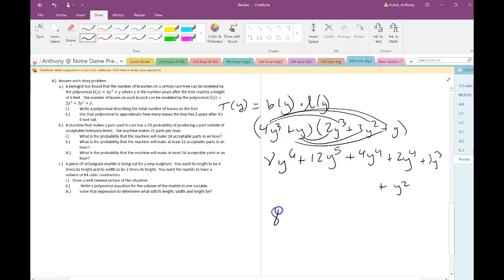When I add those all together, I get 8y to the 6th plus 12y to the 5th plus 6y to the 4th plus 3y to the 3rd plus y squared.